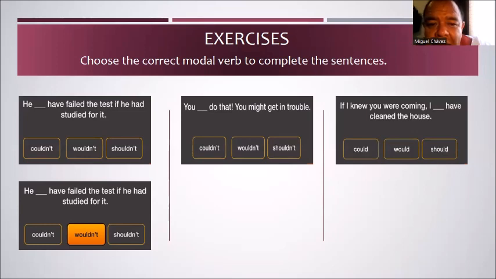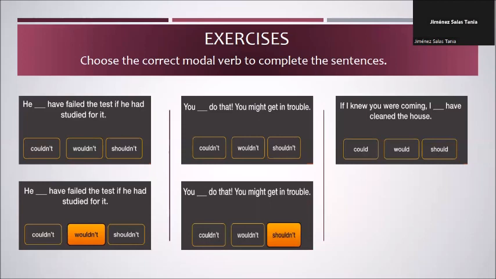Fernando, Emmanuel, Tanya, please help me to answer this exercise. And you wouldn't take the... you might get in trouble. Shouldn't. In this case, shouldn't. Thank you. Okay. Don't worry, Tanya. We learn shouldn't instead of wouldn't. Okay. Thank you so much for your help. Thanks a lot. Okay. The other one, please.